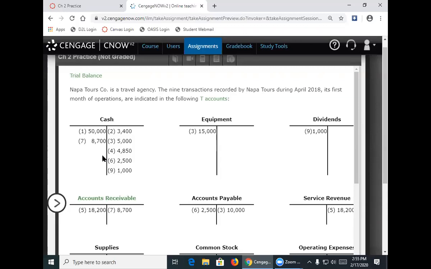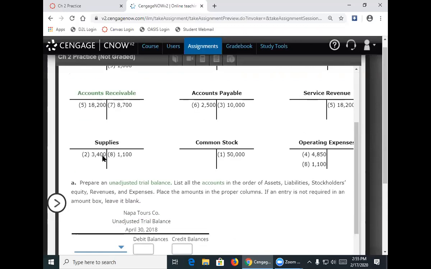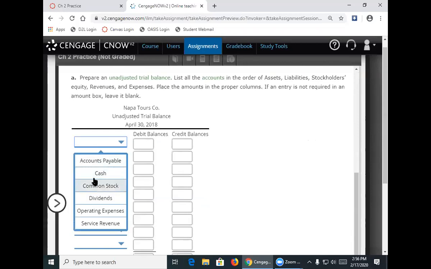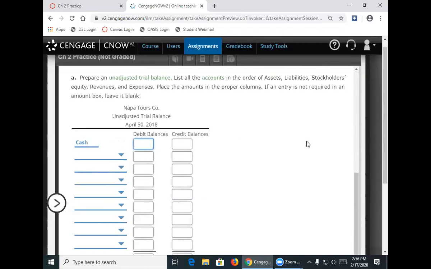41,950. So again, we just added up the left, the debits, and subtracted out all the credits. And cash, I'm going to list it first, has an ending debit balance of 41,950. You do this on every single one. It doesn't matter in the order that they go in.